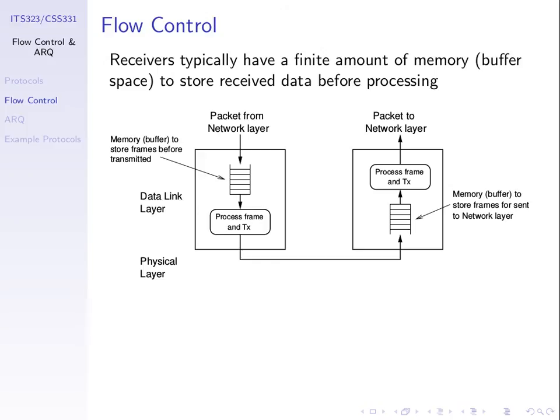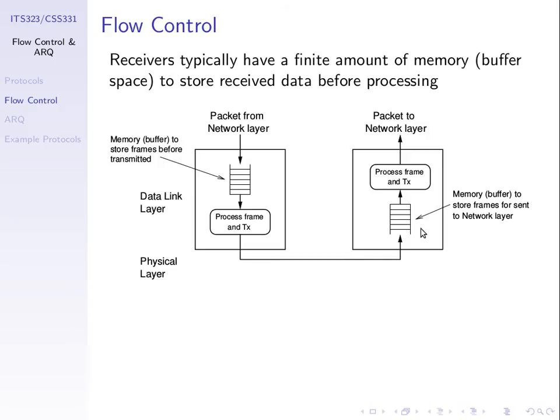We can only send one at a time. Each frame takes time to transmit. So the first one will be processed and transmitted. While that's being processed and transmitted, the other four would be sitting in the memory, waiting. When the first one's transmitted, then A can move on to the second one, and so on. It will keep transmitting.